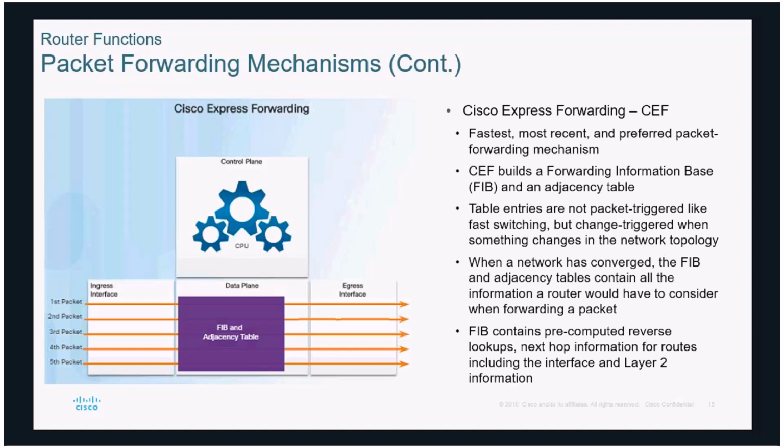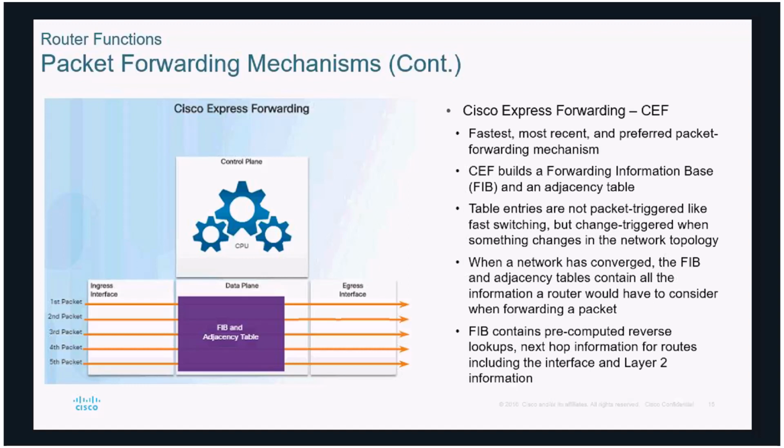This is usually best done when you have network convergence, when the whole network has converged on all different ports and places. So this is even faster than the one before it, because the adjacency table is up to date. It doesn't need to learn anything, it already knows what's going on. It also contains pre-computed reverse lookups, so it can go backwards and forwards. It holds next hop information for routes, interface and layer 2 information.